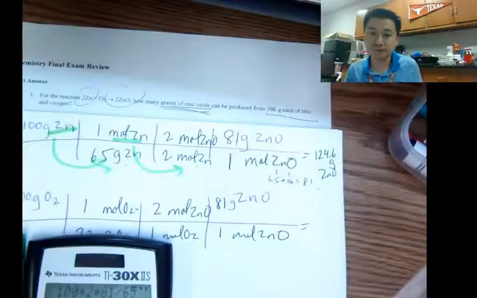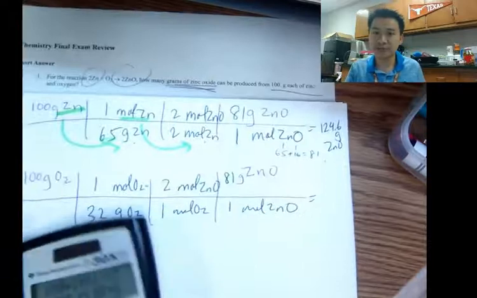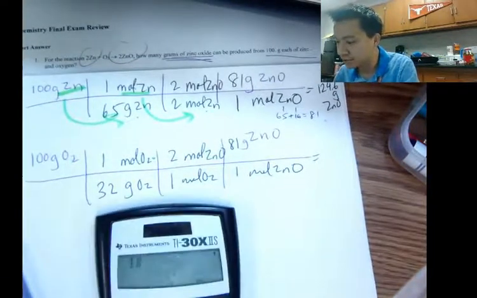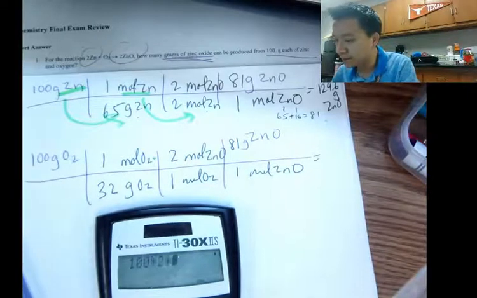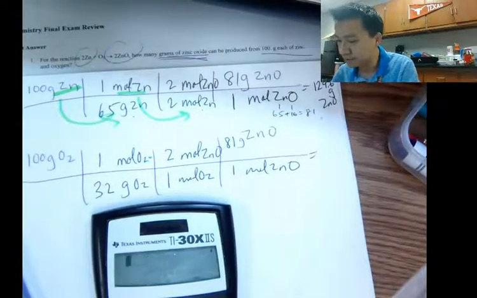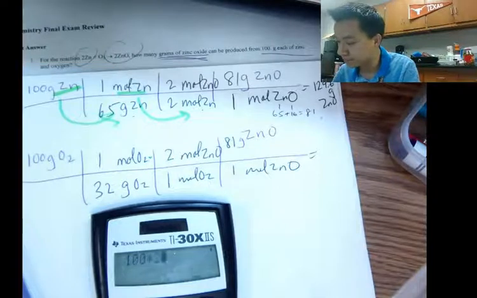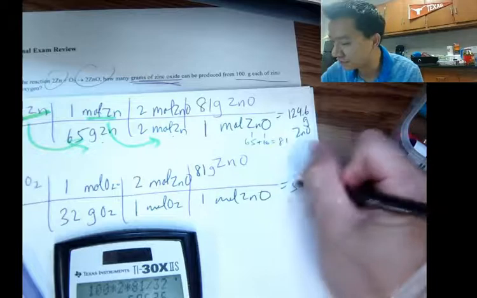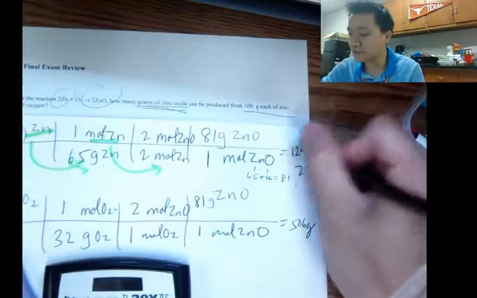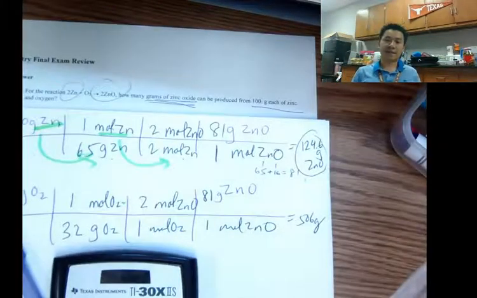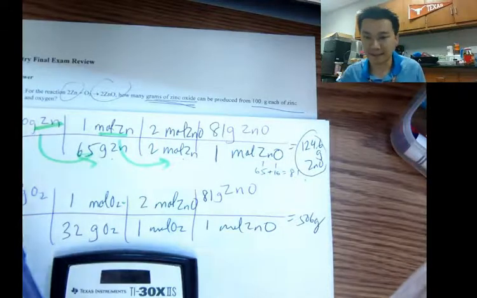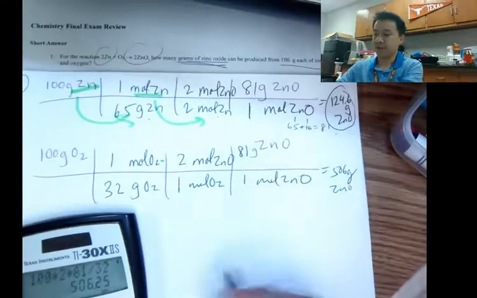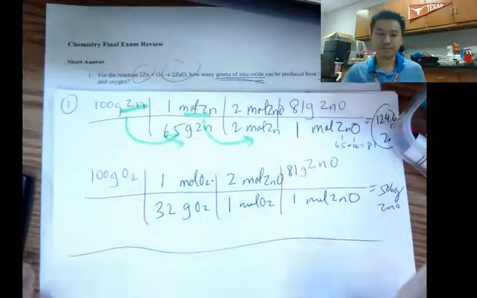Is that the answer? We don't know yet. If it's the lesser of the two, then it is. If it's greater than the bottom one, then it's not. So 100 times 2 times 81 divided by 32. This one's 506 grams. So the top one is the answer because it produced less, and that's the maximum that you can make. The bottom is 506 grams of ZnO. So that's number 1. Number 2.